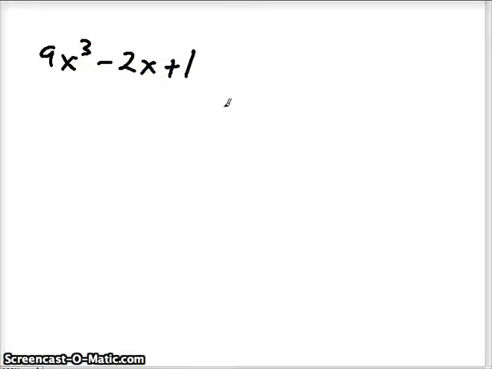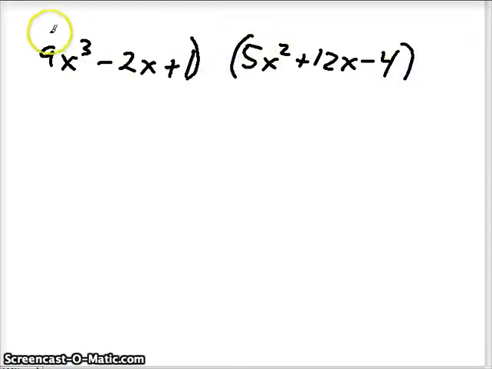Let's try another one. 9x cubed minus 2x plus 1. 5x squared plus 12x minus 4. So here we got two polynomials. We can group them together with parentheses, that's okay.